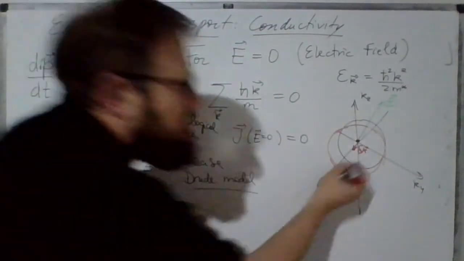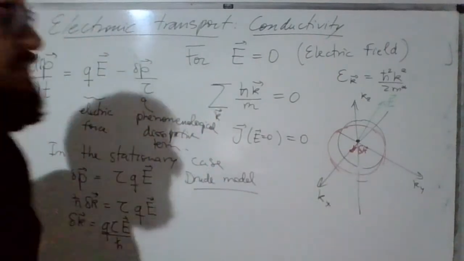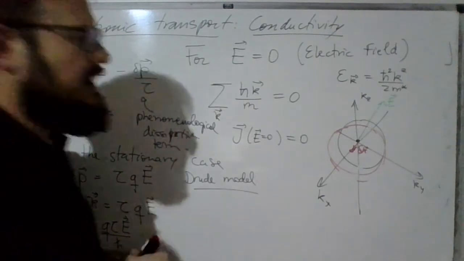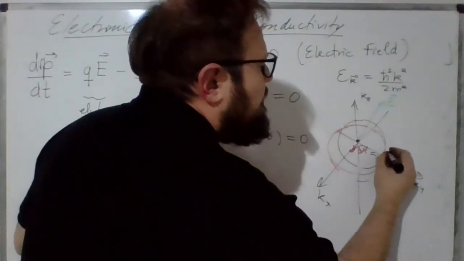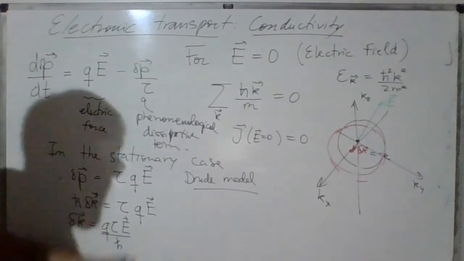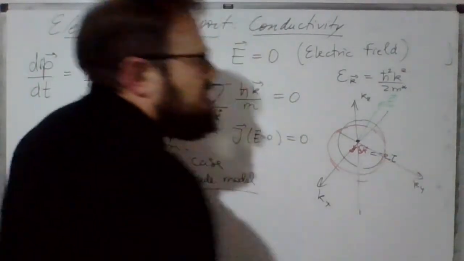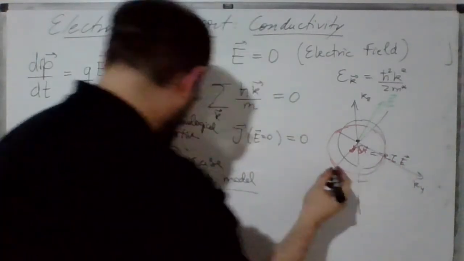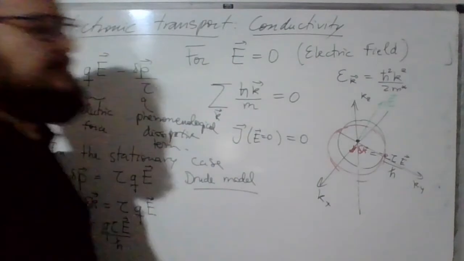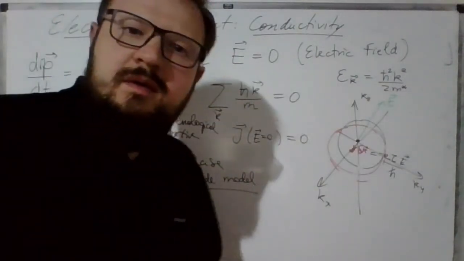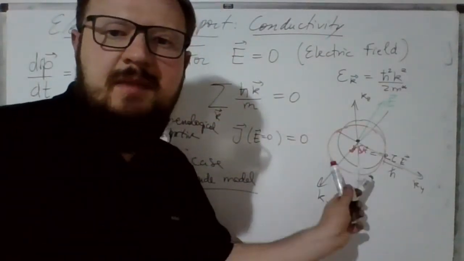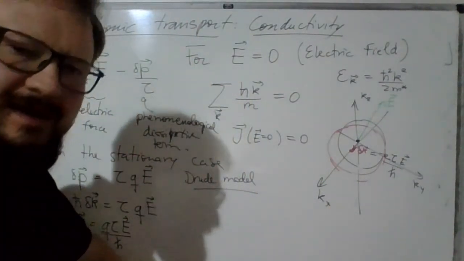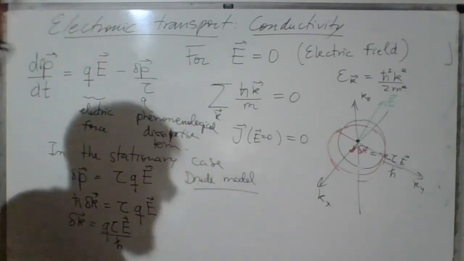It just dislocates because they are electrons. They are dislocated by some delta k. And this delta k corresponds to exactly minus e, for electrons the charge is minus e, times the collision time times the electric field divided by h bar. So the Fermi sphere is displaced by some amount, delta k. All the momenta are displaced by this factor.